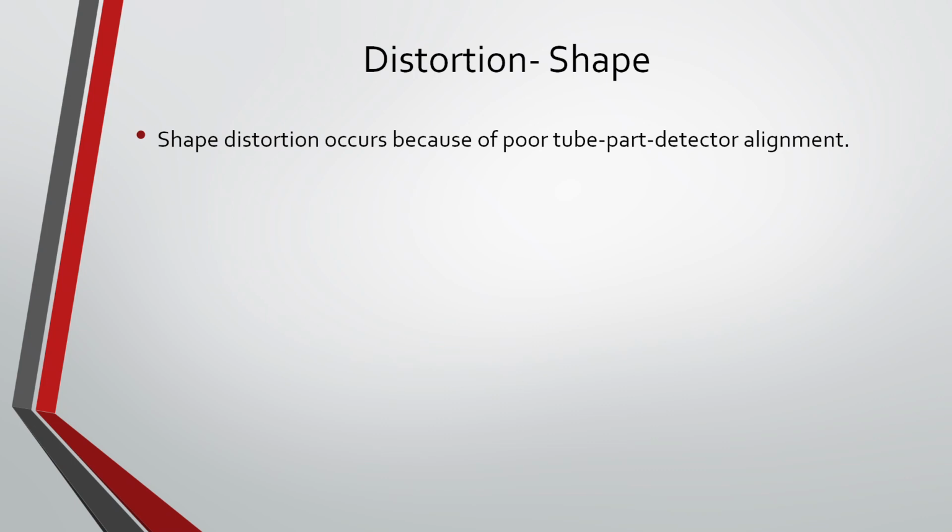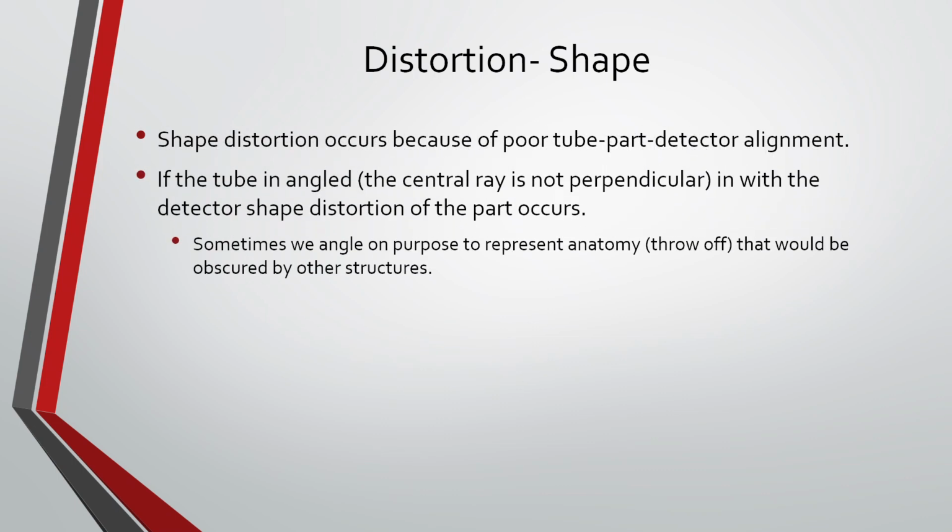Moving on, distortion and shape. So we talked about the size distortion with magnification there. So we can go ahead and talk about shape. Shape distortion occurs because of poor tube-part detector alignment. If the tube is angled, the central ray is not perpendicular.